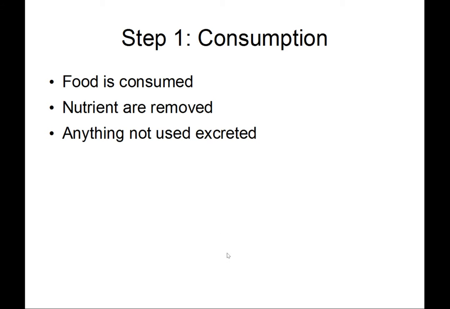Step one is consumption. The fish will eat the food. In a controlled setting, you drop the food in yourself. In an uncontrolled setting, such as the wild, the fish can go out, find their source of food, such as a plant or insects or other fish, and eat that. Then their body removes all the nutrients from the food, and anything that is not used is excreted, and this builds up waste over time.